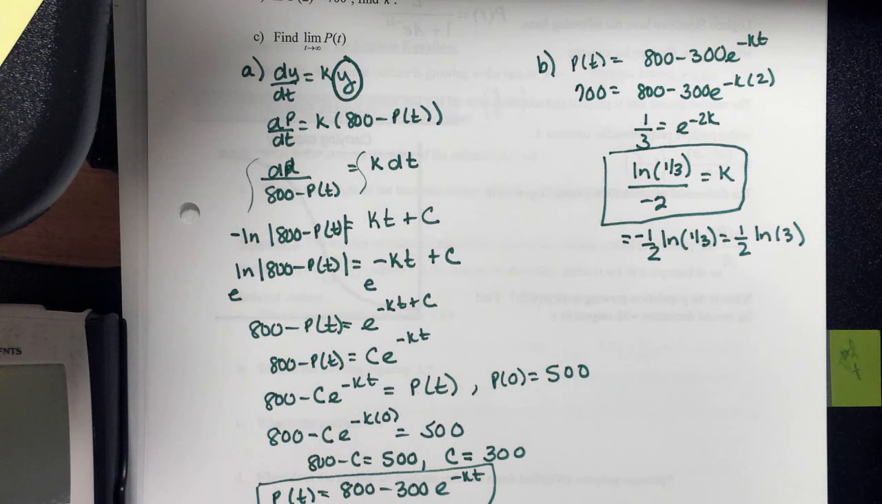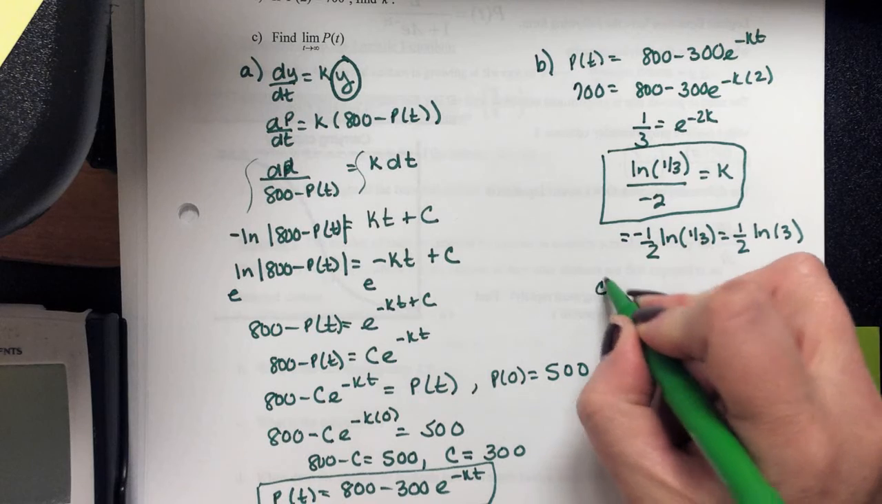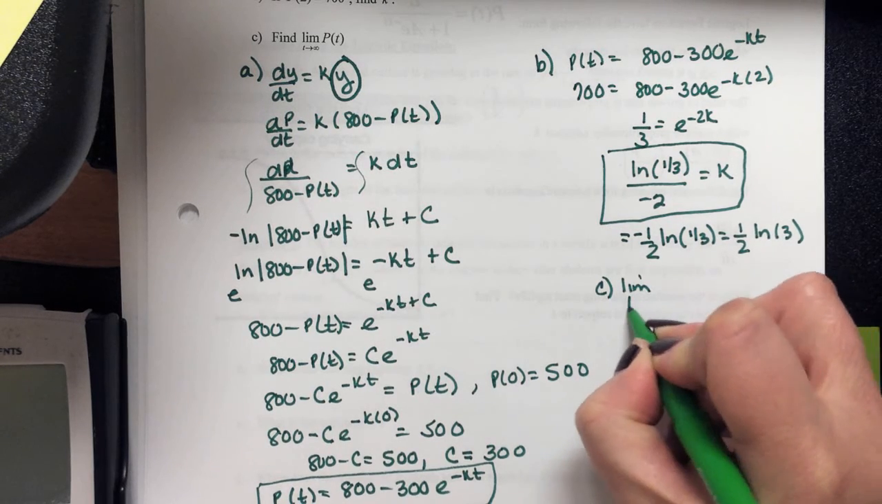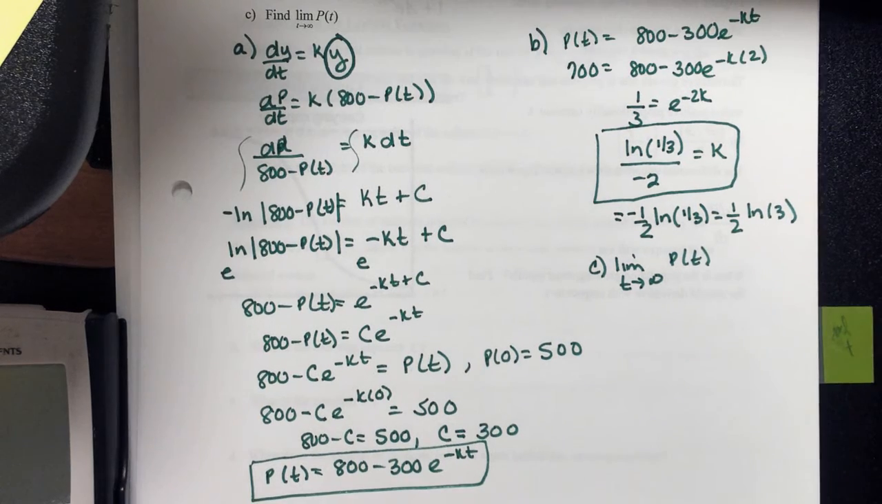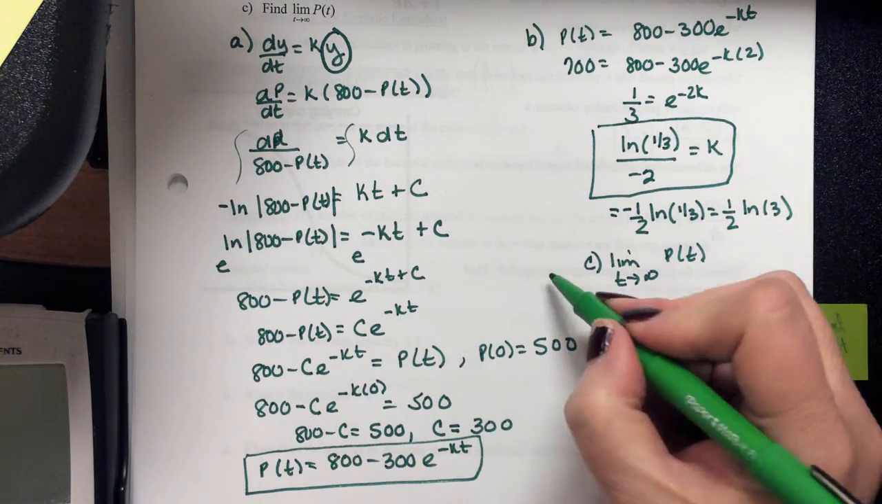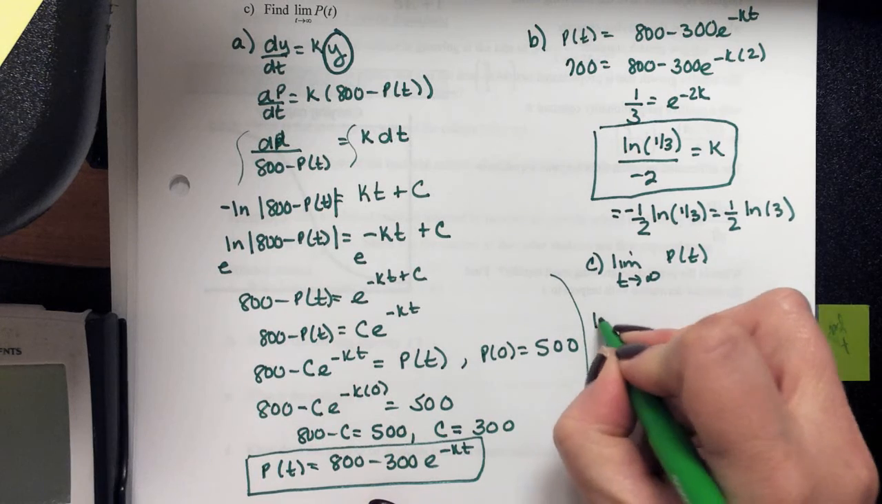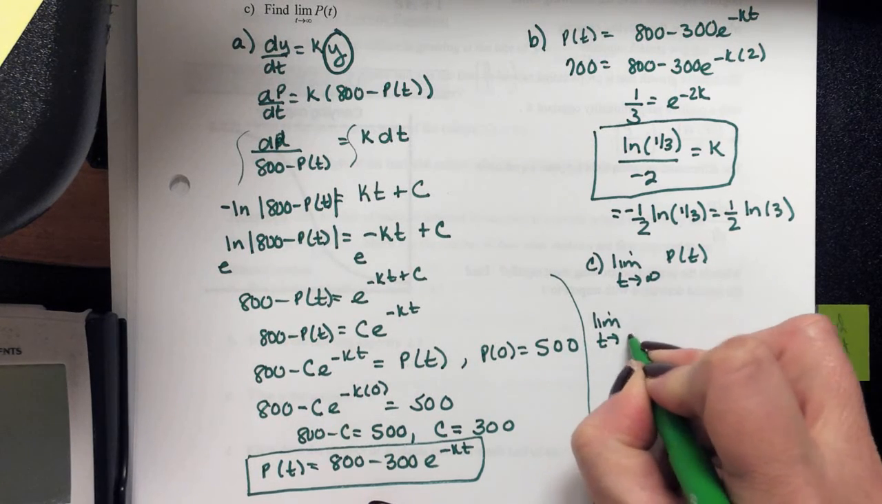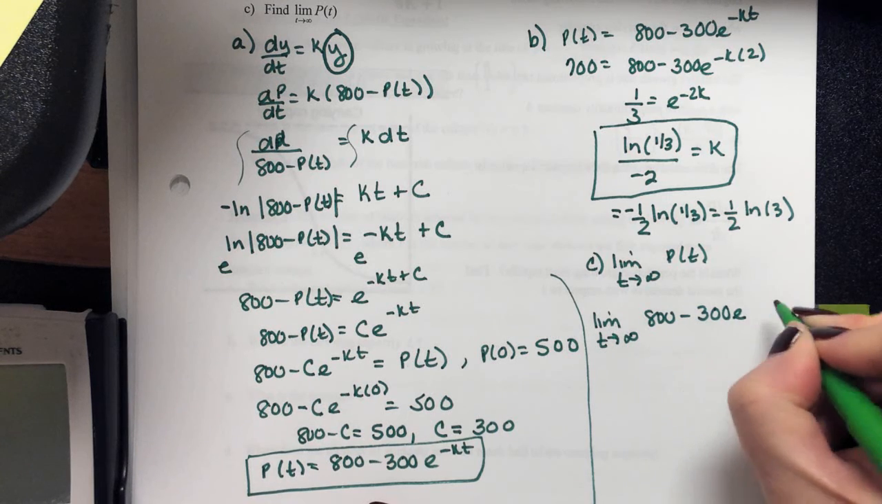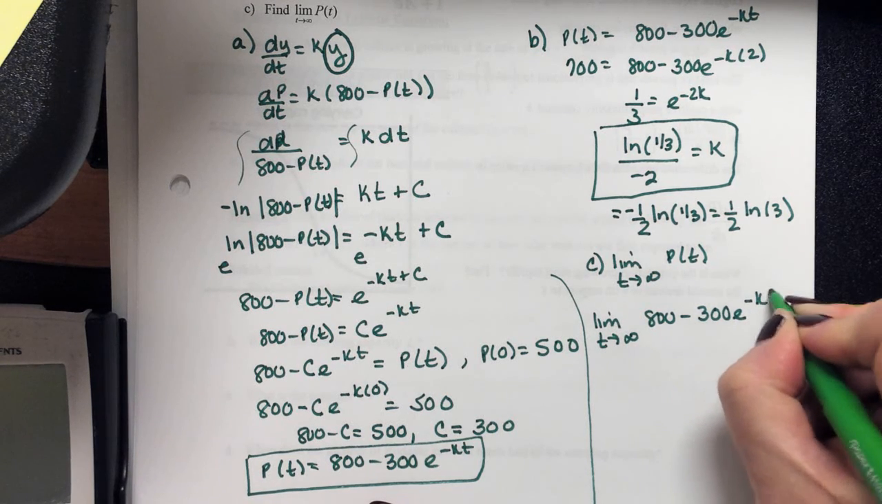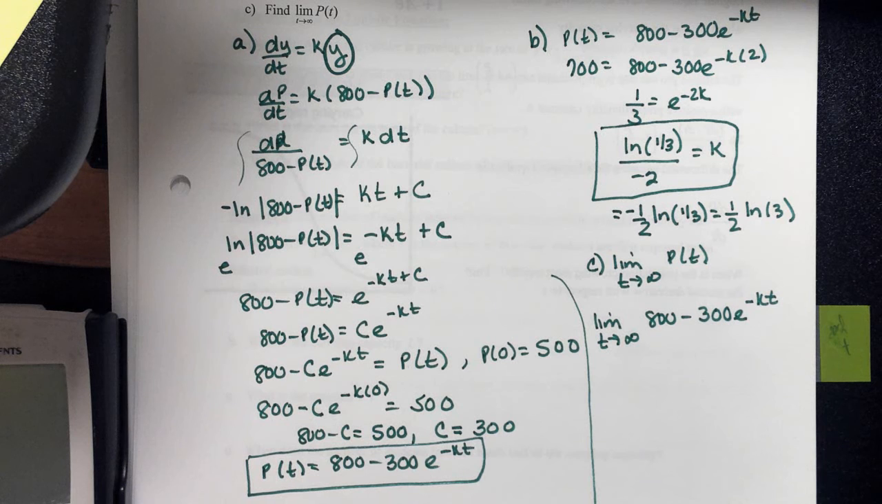Last part, let's take a look at C, limits, your favorite. Find the limit as t approaches infinity of P of t. So again, I want to find the limit as t approaches infinity of 800 minus 300 times e raised to the negative kt power. Again, you can plug the k value that you found in part B in if you want to, but you can answer the question without doing it.